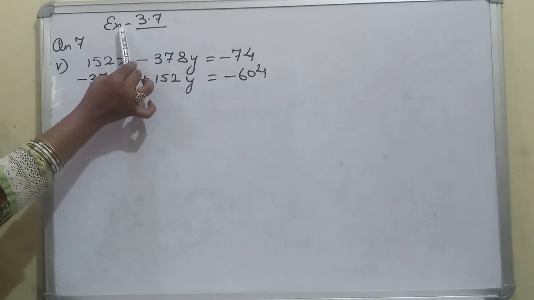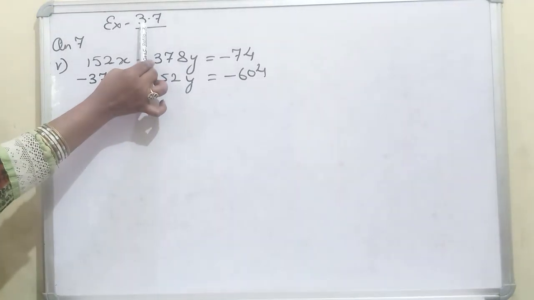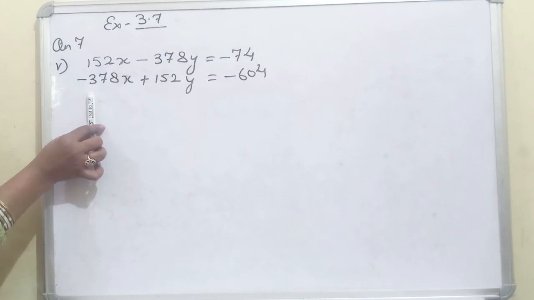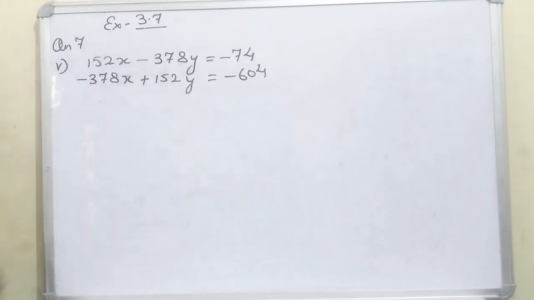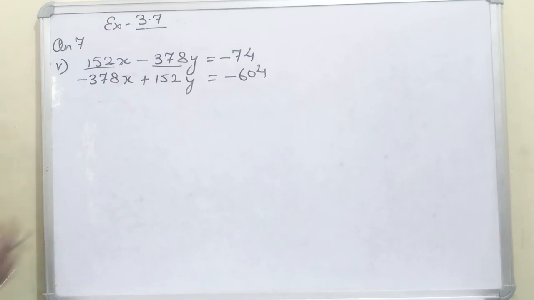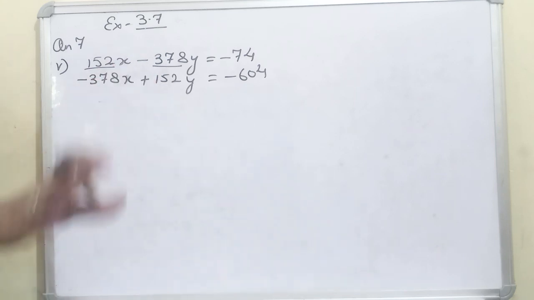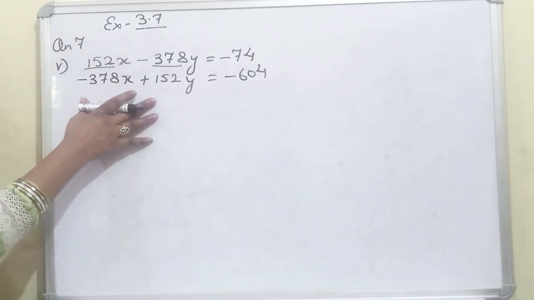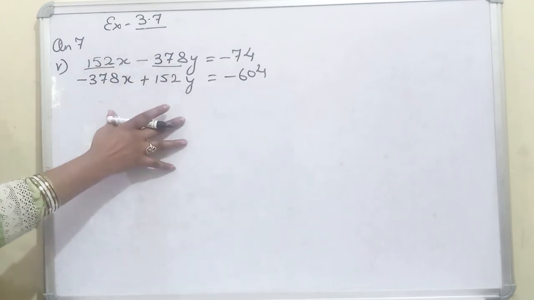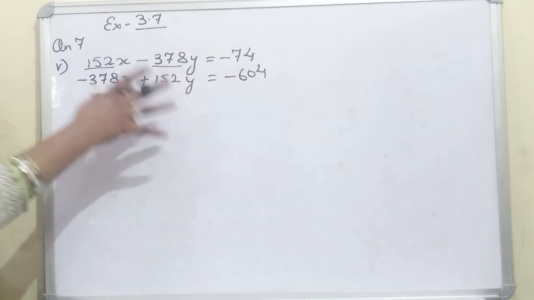So today we'll do question number 7 of exercise 3.7, the fifth part. We have to solve it for x and y. We want to get the values of x and y. Have you seen something here? The values are very big: 152, 378, 604. For this type of question, just pause the video and do it in your notebook. After that, I'll tell you one more method which makes the question easier.